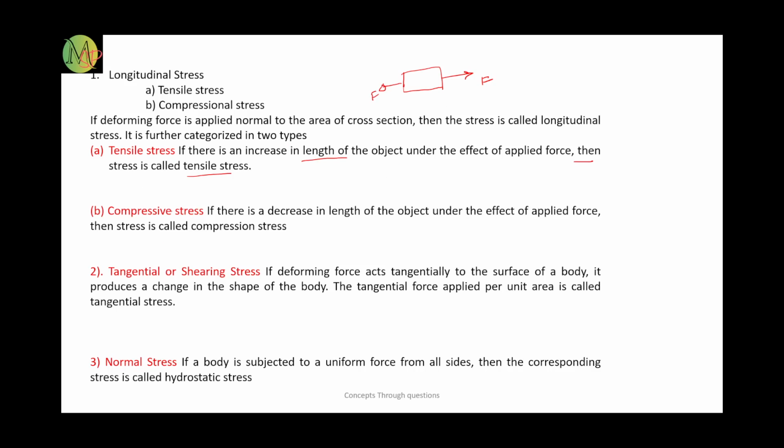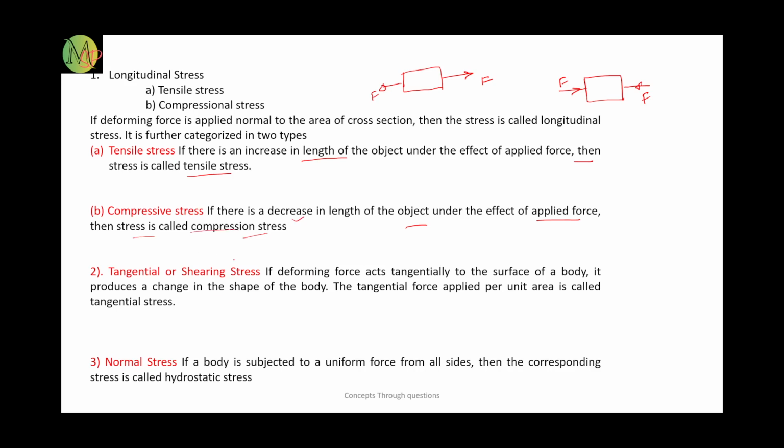Next, compressive stress. In compressive stress, these two forces are equal and opposite. They try to decrease the length of the body or object under the effect of applied force. The stress generated inside the body is known as compressive stress or compression stress.